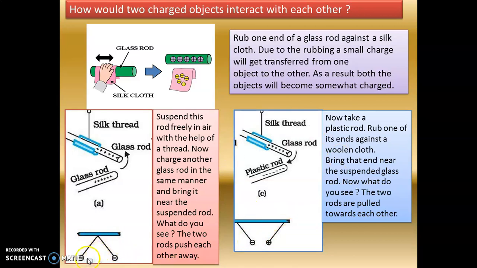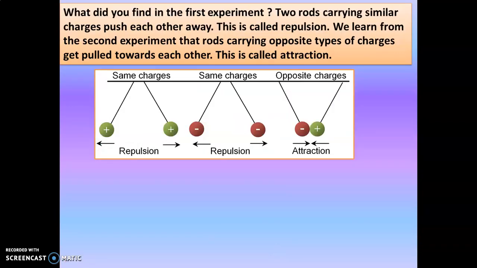Here you can see the rods are moving away from each other, whereas here the rods are coming closer, or pulled towards each other. So what can we say from this experiment? Two rods carrying similar charge push each other away. See here, two rods with similar charge, here positive, we say push away, which is also called repulsion. Here also negative, negative, two similar charges, it is repulsion.